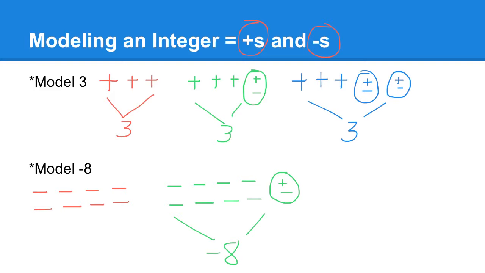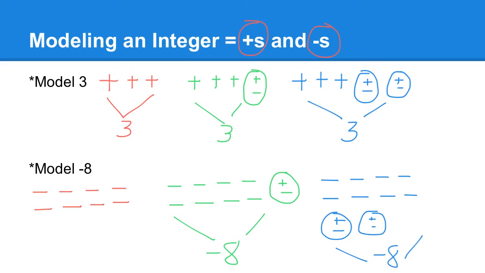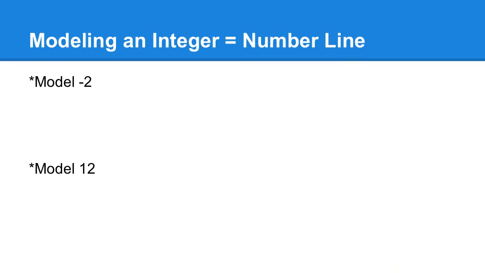And if I wanted to get even fancier, I might go 1, 2, 3, 4, 5, 6, 7, 8 negatives plus 1 0 pair plus another 0 pair. It looks different, yet it's still equal to -8. Now, how fancy you want to get is totally up to you.